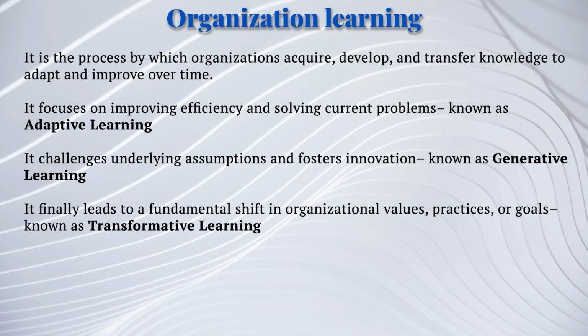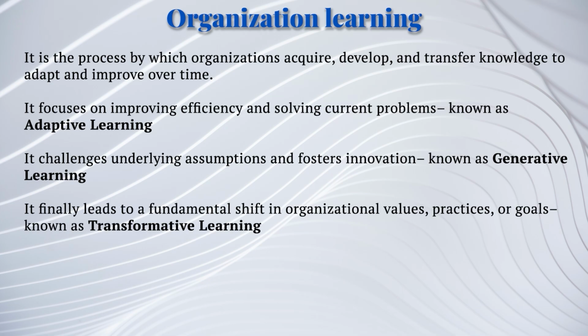Second one is generative learning, also known as double loop learning. In this learning, a lot of questions are asked, which encourages innovation and creativity by challenging the status quo. The third one is transformative learning, also known as triple loop learning. Here, emphasis is given to the deepest level of learning that involves organizational identity, culture and values.